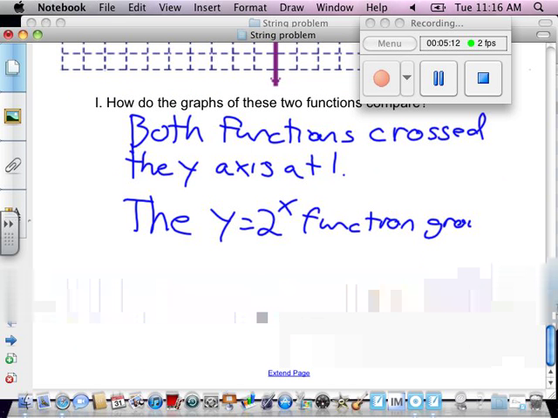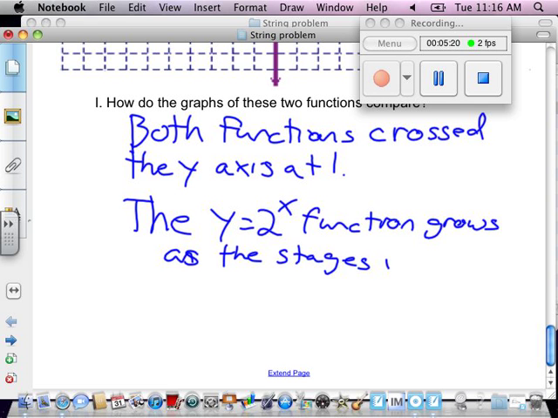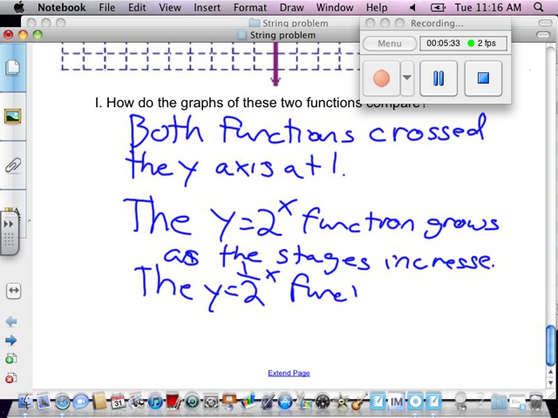The first function, the y equals 2 to the x function, grows as the stages increase. The y equals 1/2 to the x function decreases as the stages increase.